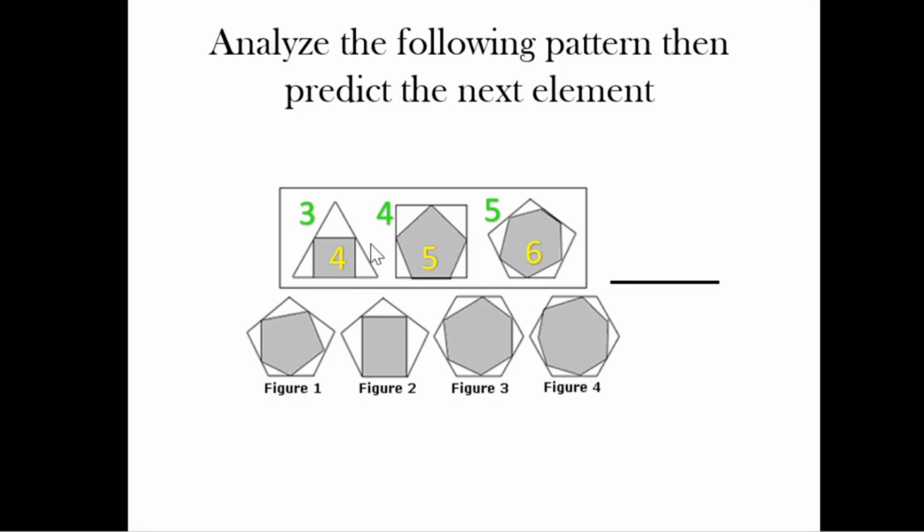We notice that for each pair, the polygon inside has one more side than the polygon outside: 3, 4, 4, 5, 5, 6, so that the next pair of polygons must be a six-sided outside or a hexagon, and inside it is a heptagon or a seven-sided polygon.